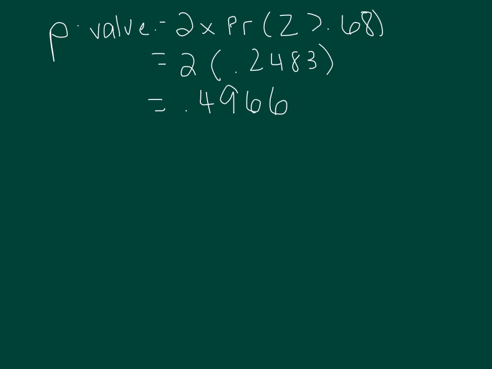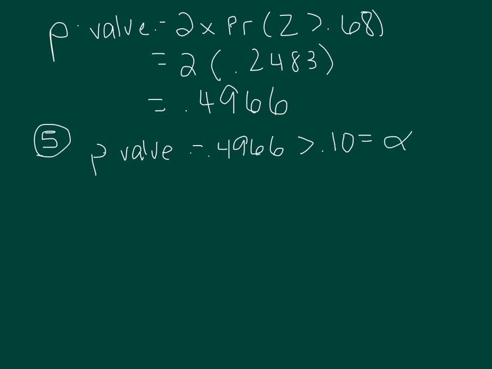Okay, so now it's time to do step 5, and step 5 is to check this, right? The p-value is 0.4966, and that is certainly greater than 0.10, which is our alpha. So since it's greater than alpha, that says we fail to reject H naught. So we have that done.